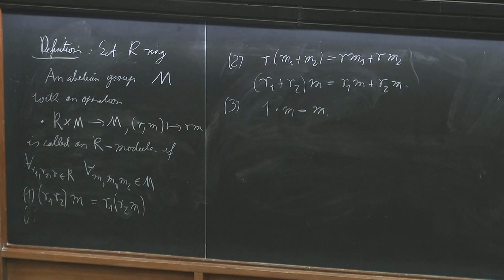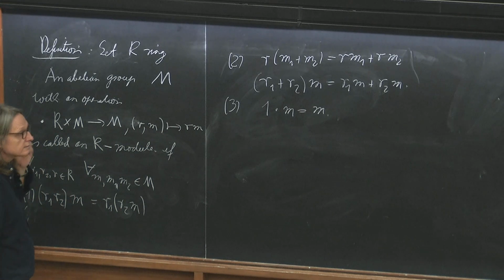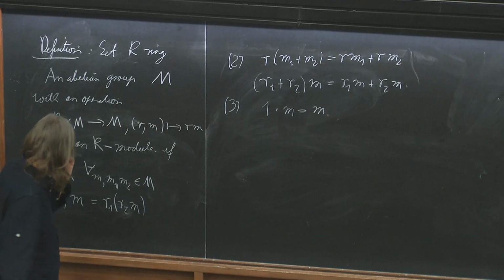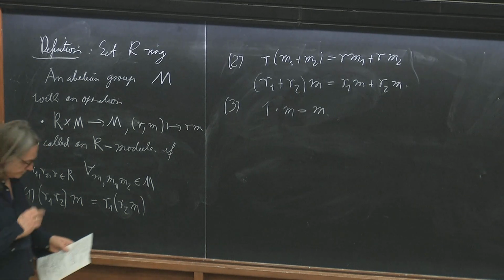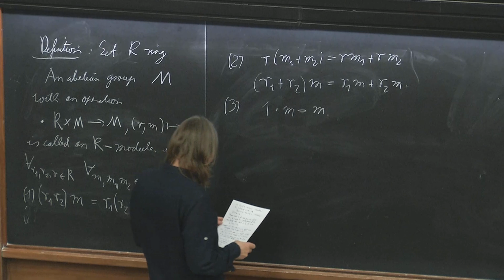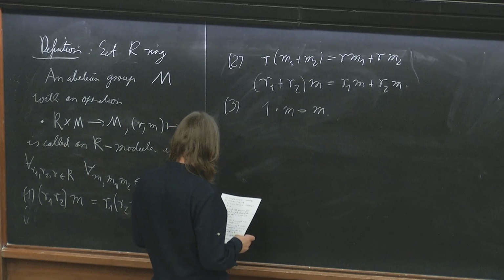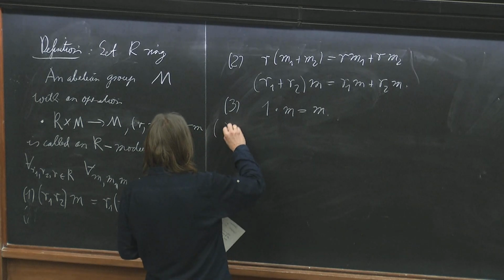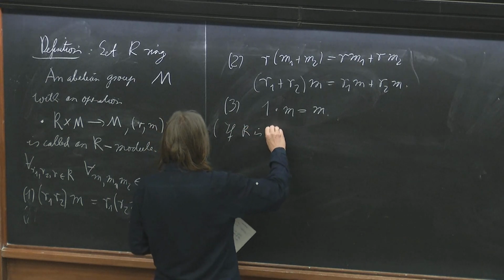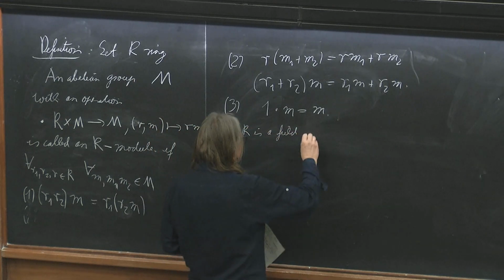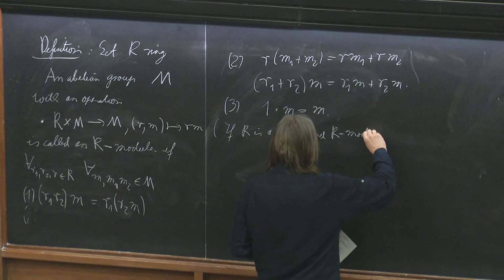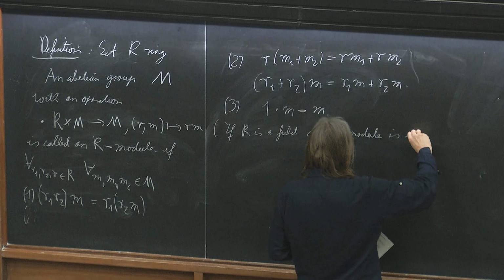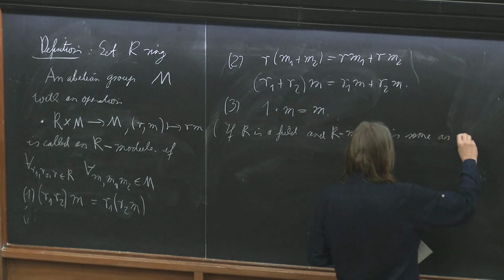So if you think back to your linear algebra course a very long time ago, these are precisely the axioms for a vector space over a field, only that R doesn't have to be a field. So if R is a field, an R-module is the same as an R-vector space.